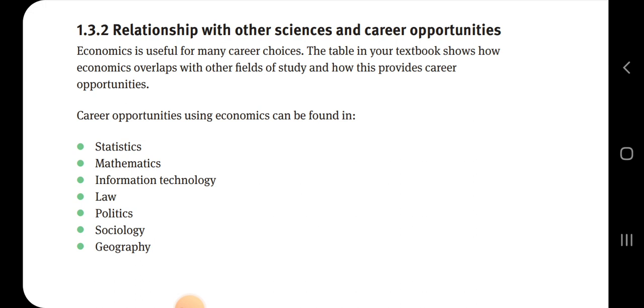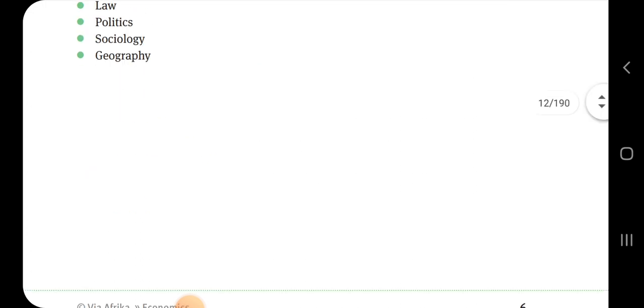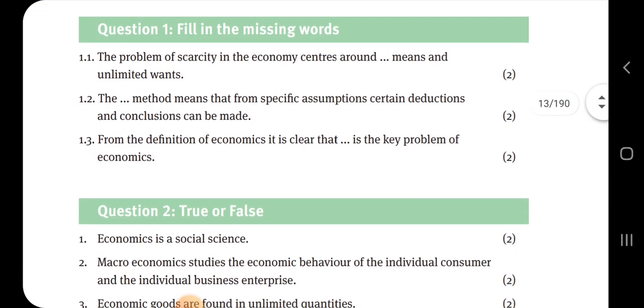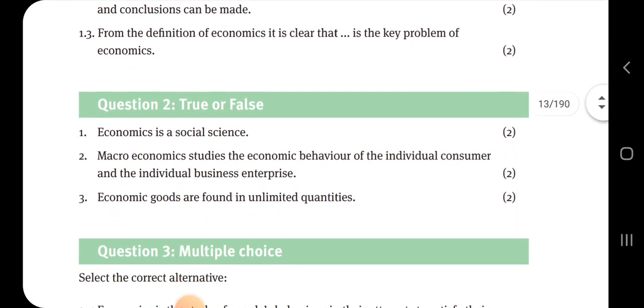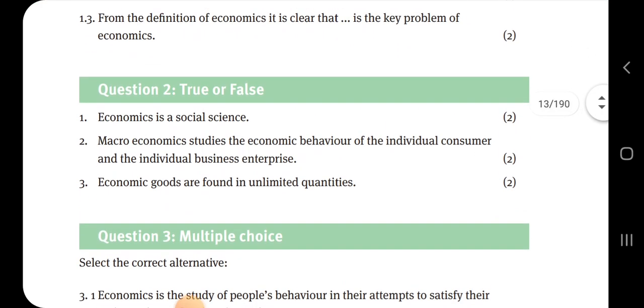opportunities. So career opportunities using economics can be found in statistics. You can be a statistician, you can have mathematics, information technology. You can be involved in this field with economics. You can be involved in statistics, mathematics, information technology, law, politics, sociology, and geography. So you can try to answer question 1 and question 2.